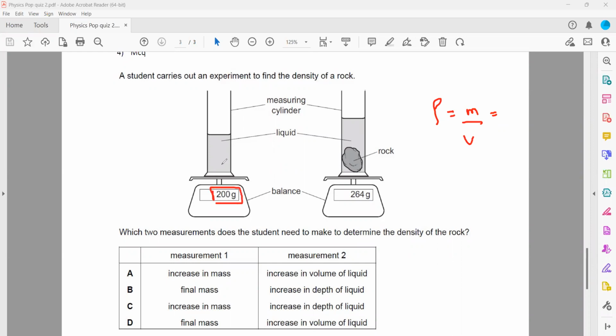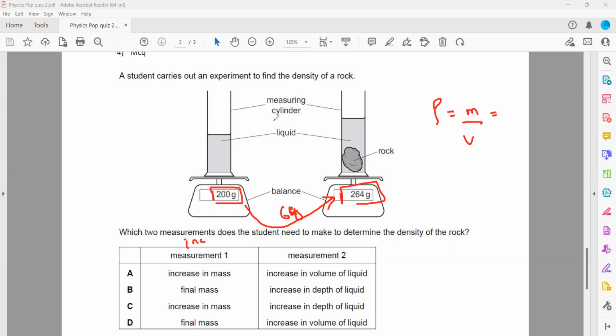200 gram is the mass of the container, the measuring cylinder plus liquid. And this is the mass of the measuring cylinder, liquid and the rock. So how will I know the mass of the rock? How much the mass has increased, that is actually the mass of the rock. 200 gram was liquid plus measuring cylinder and 264 gram is liquid, measuring cylinder and rock. So how much has it increased? It increased by 64 gram. So the increase in mass is what we need here, measurement 1.